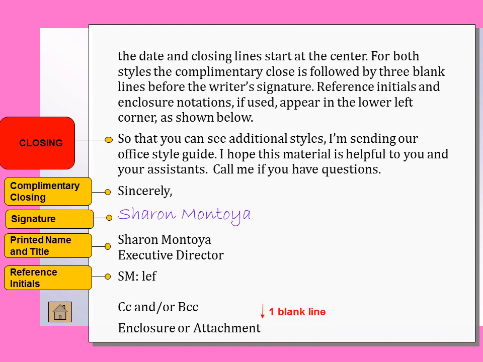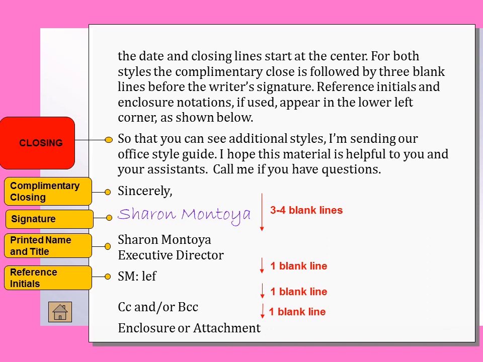Now LEF in the lowercase would be the individual who would actually be typing the letter itself. Like I said, most individuals type their own letters nowadays, don't have individuals who actually type it for them. However, if they did, LEF would be the initials of the person that would type it. Now if you type your own, in the case of Sharon here, don't type SM:SM. Totally eliminate the line. It is not necessary. Follow that, as you can see, we have the CCs, the BCCs, if necessary, enclosures and attachments, as I discussed in more detail on the memorandum review video that you saw.